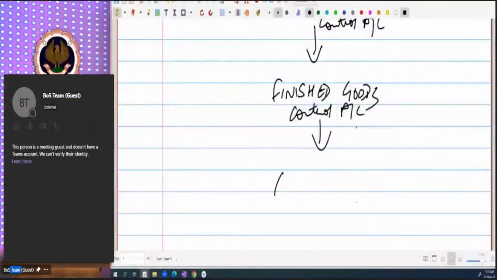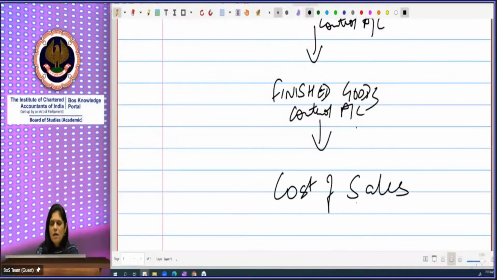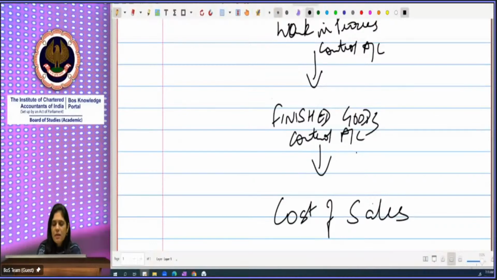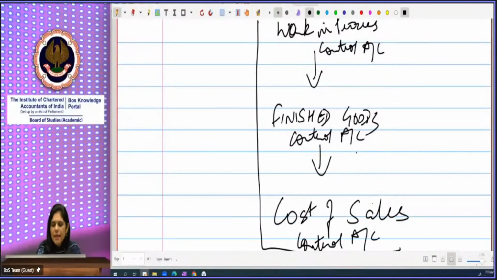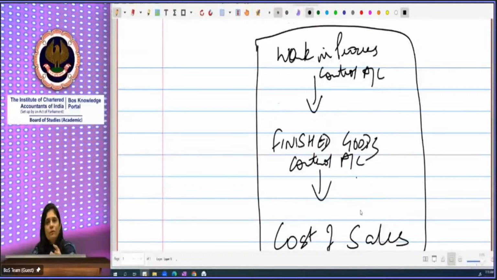Then we can take you to cost of sales. Clear? So these three are the main control accounts which we have to use: work in process control, finished goods control, and cost of sales control account. Now this will remain the same whether you follow integrated or non-integrated. There is no change, integrated or non-integrated, between work in progress, finished goods and cost of sales.